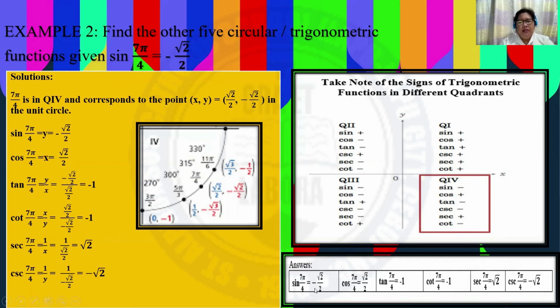So again, the answers are: for sine, we have negative square root of 2 over 2, so it's negative. Cosine, square root of 2 over 2, it's positive. Tangent, it's negative 1. Cotangent is negative 1. Secant is square root of 2, so that's positive. Cosecant, it's negative square root of 2. Take note again, for quadrant 4, only cosine and secant have positive signs.